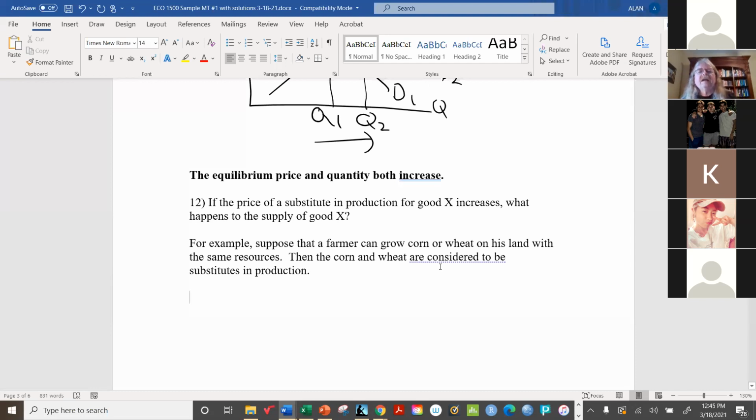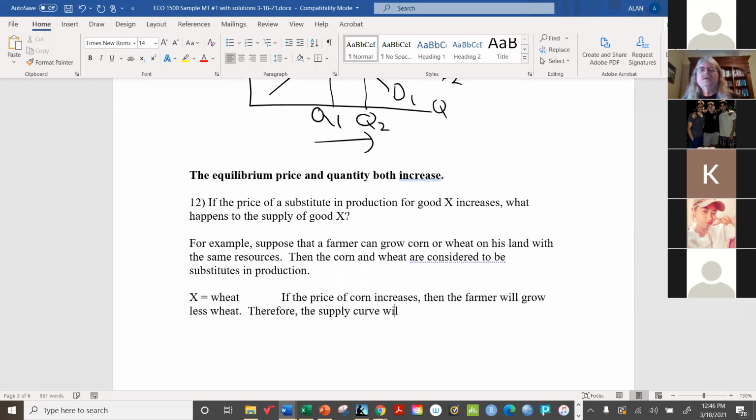So therefore, suppose that X is the wheat. And if the price of corn increases, which is what the question is telling us, X is the wheat, and the corn becomes more expensive, and corn, of course, is a substitute in production, then the farmer will grow less wheat. Therefore, the supply curve will shift to the left.